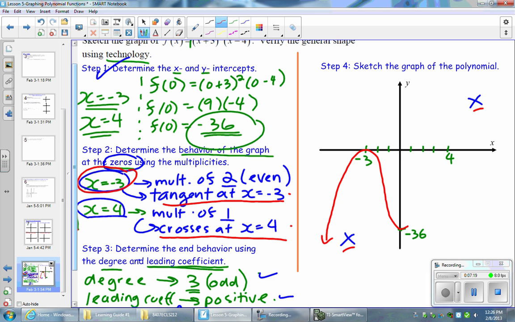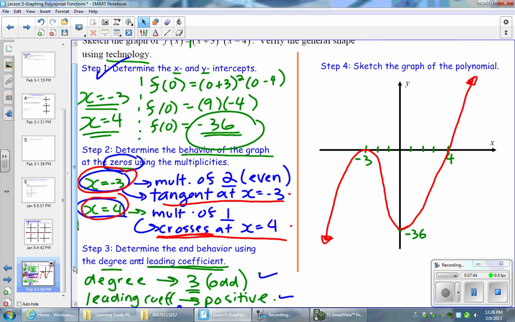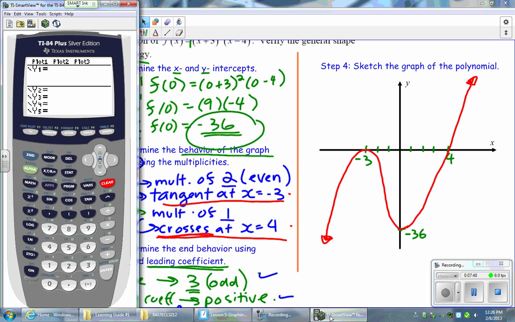And then we have to show this type of behavior at x is equal to 4, and that is it's going to cross at x is equal to 4. So since it's going to cross it, you're going to go up, and we know that the end behavior is going to end up in quadrant 1, and that is an approximate sketch of what our polynomial function could look like. Okay, so what we want to do now is actually confirm this general shape using the calculator.